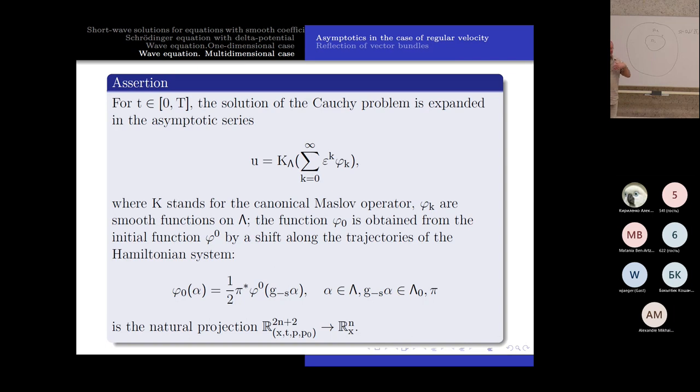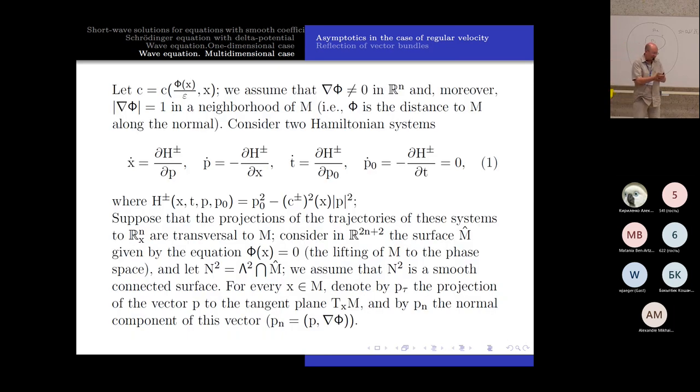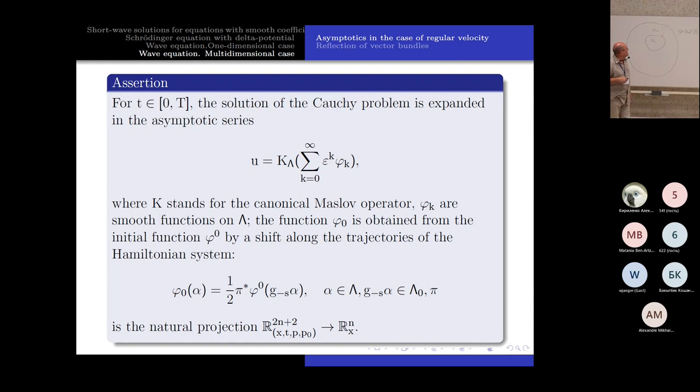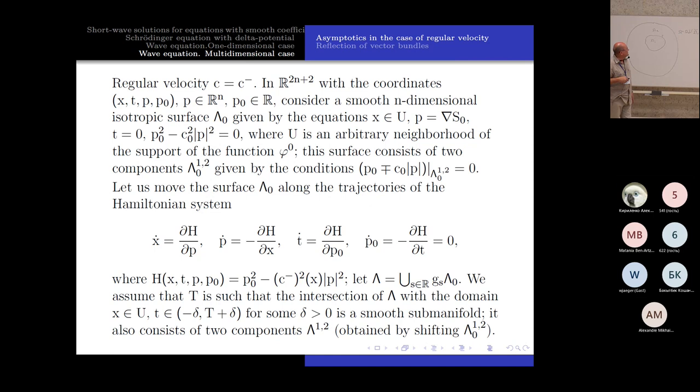Now, what happens if we have this surface near which we have a rapid jump of the coefficients? Then again, we have to define transmitted and reflected Lagrangian surfaces. They are defined more or less in the same way as in the previous example. First of all, we consider the surface which comes from the support of the singularity of c. The singularity is not only a singularity, but the singularity of the weak limit of the velocity. So it is defined by this equation phi equals zero. And then we have to intersect the surface with the Lagrangian surface, which is defined here, which is the union of shifted initial isotropic surfaces.